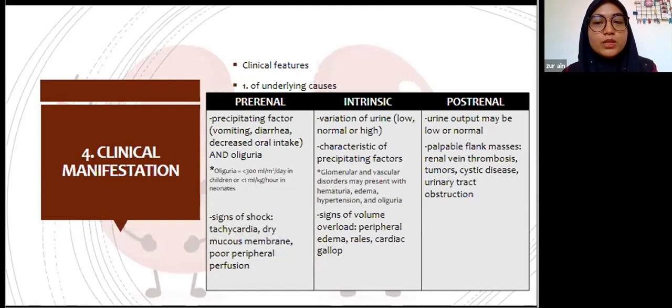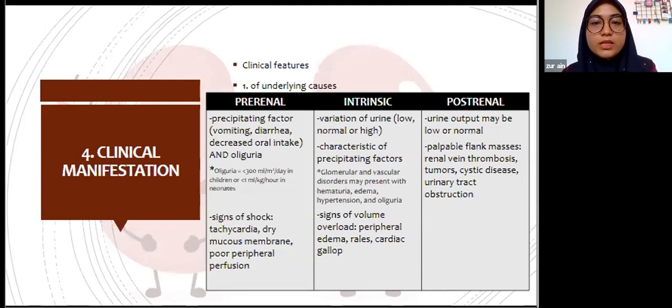Hypovolemia also reduces urine output and kidney perfusion, due to any sign of shock such as tachycardia, poor peripheral perfusion, or any symptom of infection that may suggest sepsis.